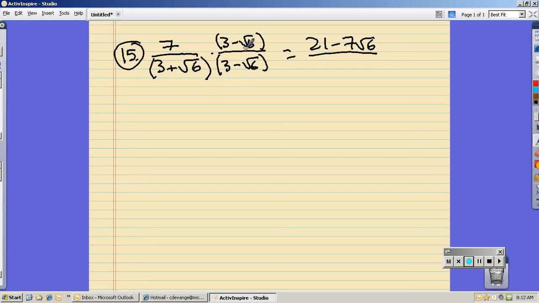You can FOIL it out. It is just difference of squares. Middle term will drop out. So 3 times 3 is 9. Square root of 6 times negative square root of 6 is minus 6. So here it is. The 3 doesn't go into both of these, so I'm going to reduce it.